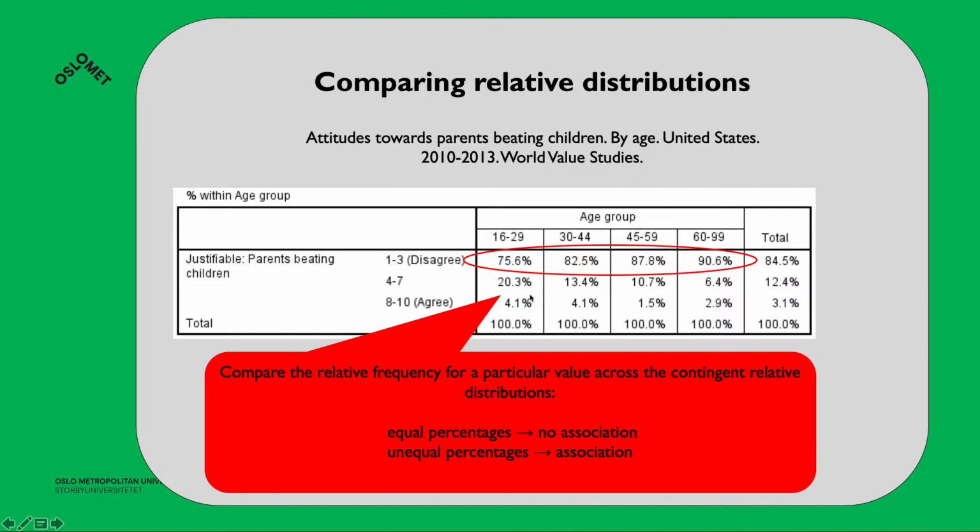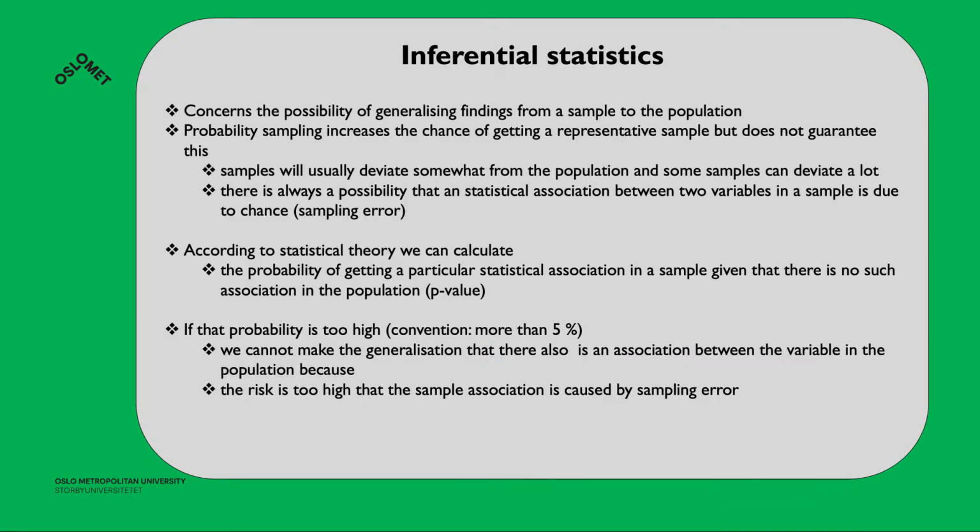And of course, we want to test whether this is a real difference, or is this difference due to our sample being very much different from the population we want to generalize to. And then we come into inferential statistics again, because it's all about inferential statistics when we do hypothesis testing. Well, it's concerned with the possibility of generalizing findings from a sample to the population.